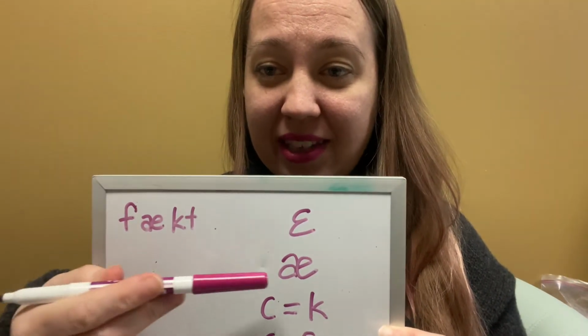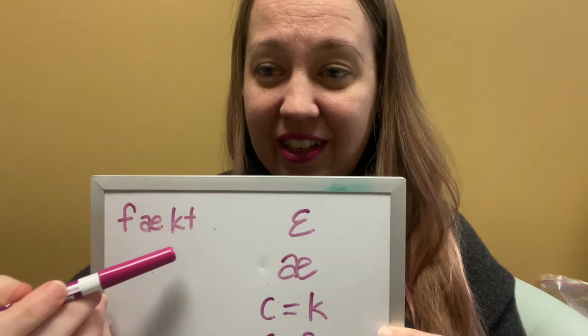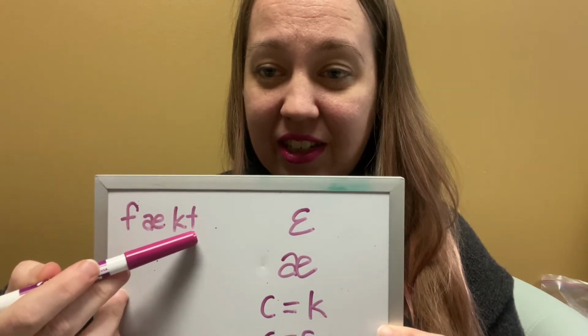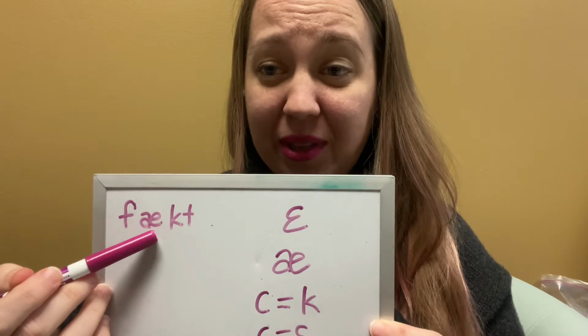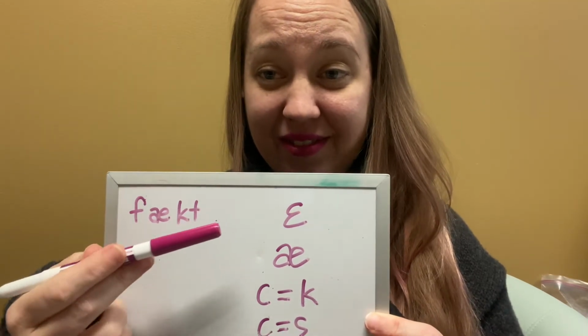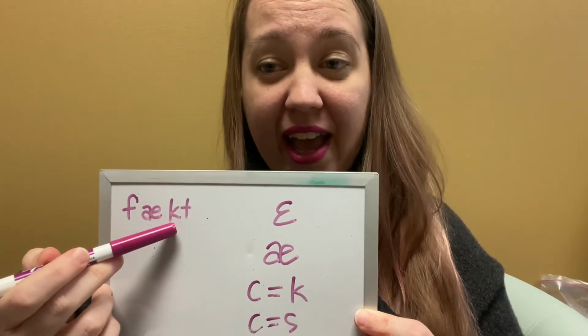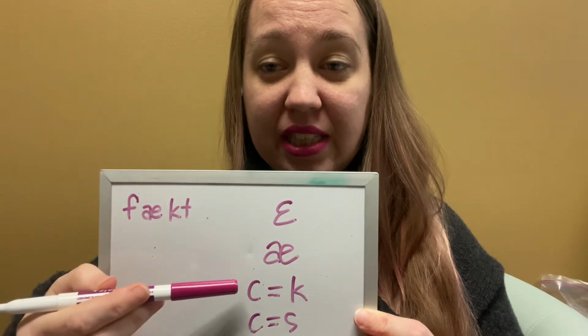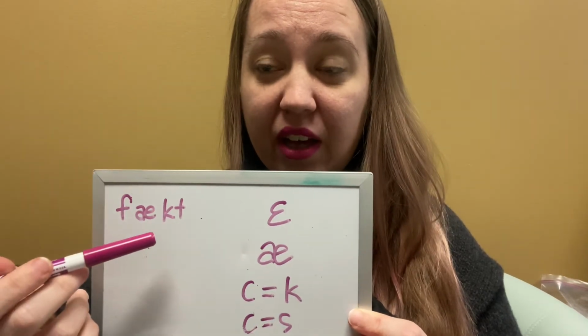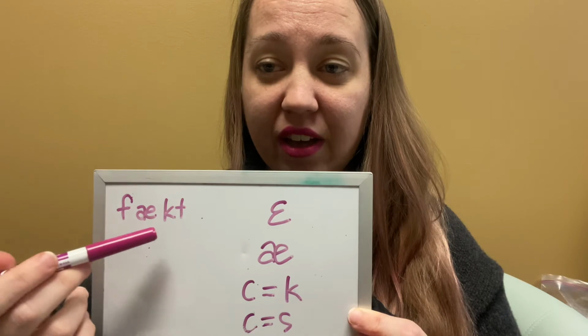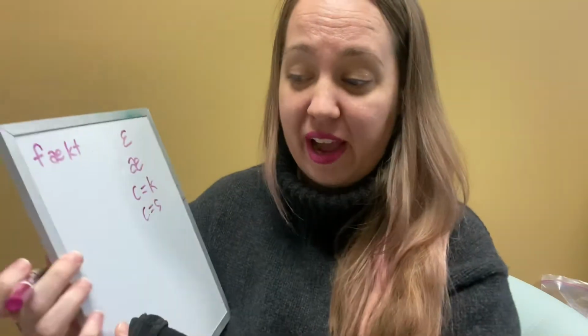It was an ash. F, A, K, T. We have an ash because it's fact, not fecht. And we have a letter K here in place of the C because it's the sound of a K. Fact. 4 sounds, in fact, which happens to be as many letters as in the English word, but that doesn't matter.